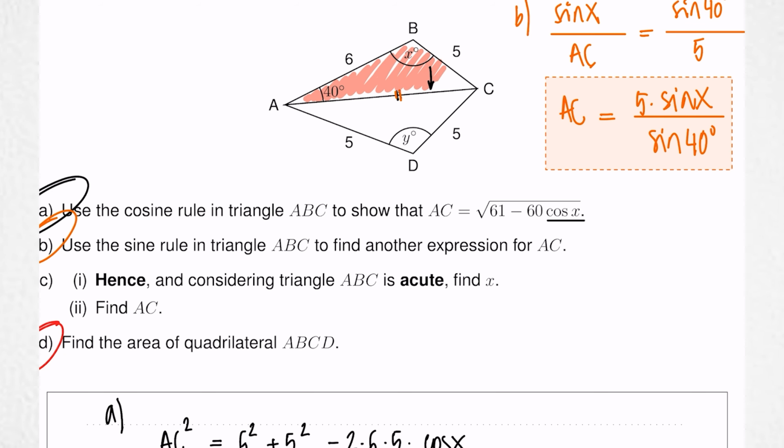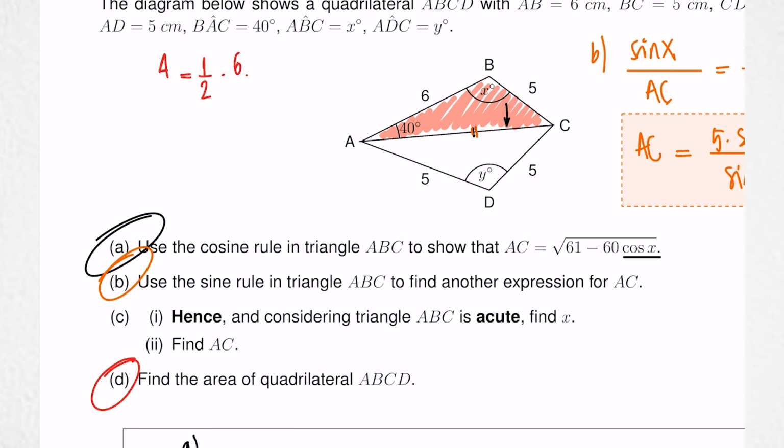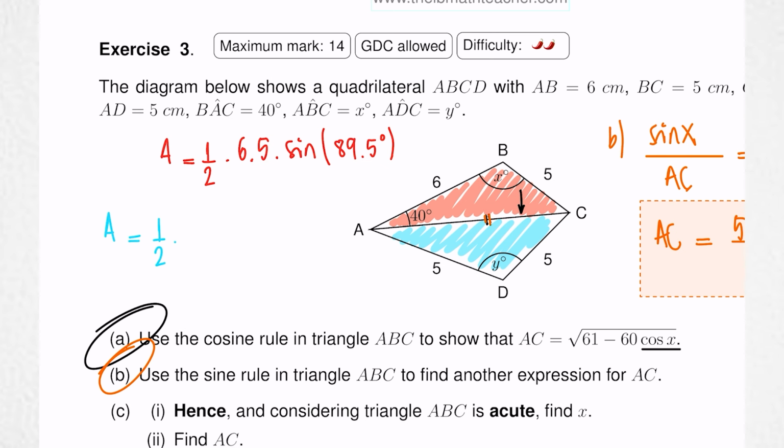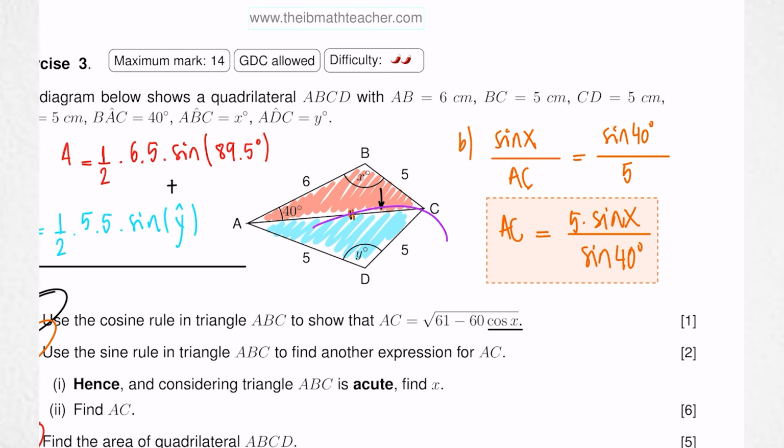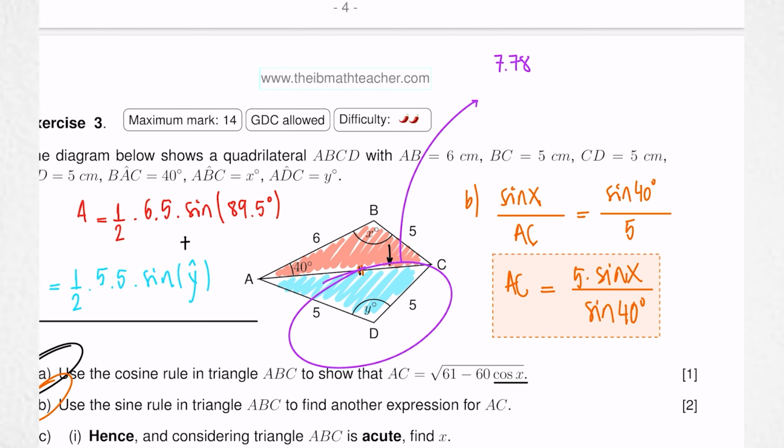Given that over here we have the area as half AB sine C, which means sine x, 89.5, and in this one half times A times B times the sine of an angle that we're still yet to find. When we add these two, we get the total area. Now let's find angle Y. By applying the cosine rule over here, we have AC squared equal to AD squared plus DC squared minus 2 times 5 times 5 cosine of Y.